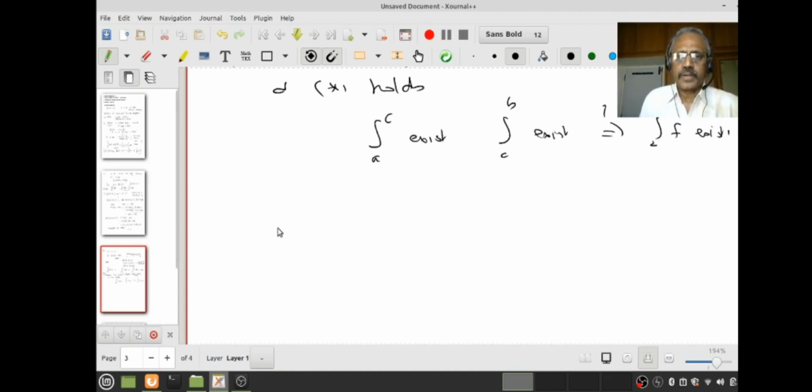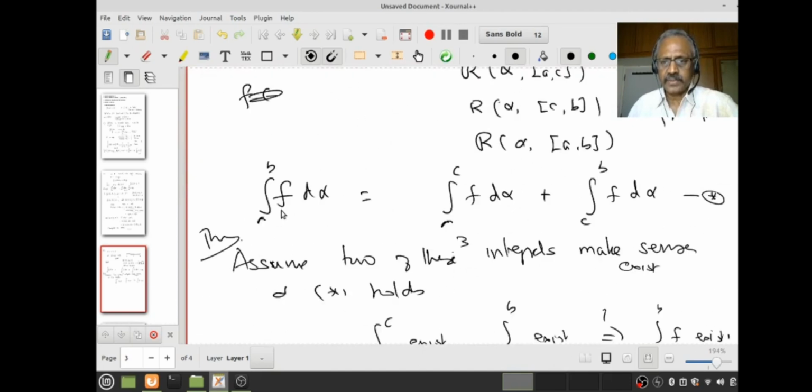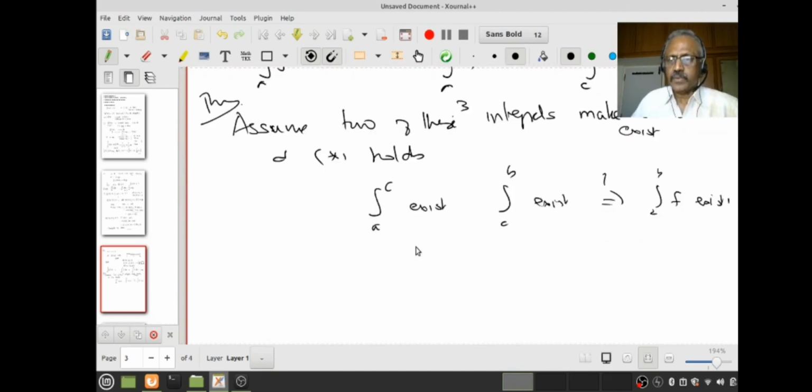So what do I want? Again you see that there is no condition on alpha. It should be any function. Notice that we already know that the integral from A to B of f exists, and I know star holds. Therefore, what is the best approach? The Riemann sum approach, because I know what the integral should be.